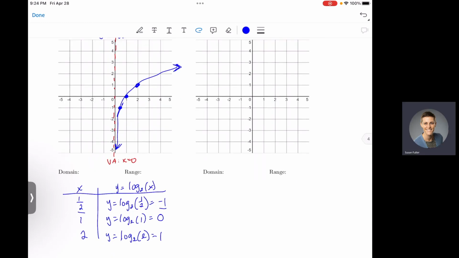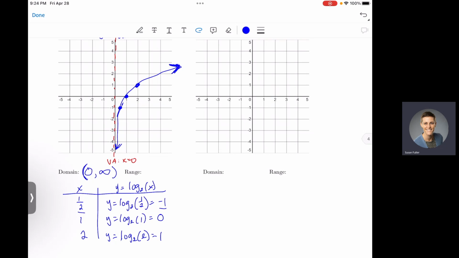All right, so what's the domain of this graph? What x values does this cover? Well, because we have a vertical asymptote at x equals 0, we get really, really close to 0, but we never actually touch it. So I'm going to have an open parenthesis at 0, and then this arrow continues on forever up and to the right. Because it continues on to the right, we go all the way to x equals infinity. So our domain is 0 to infinity.